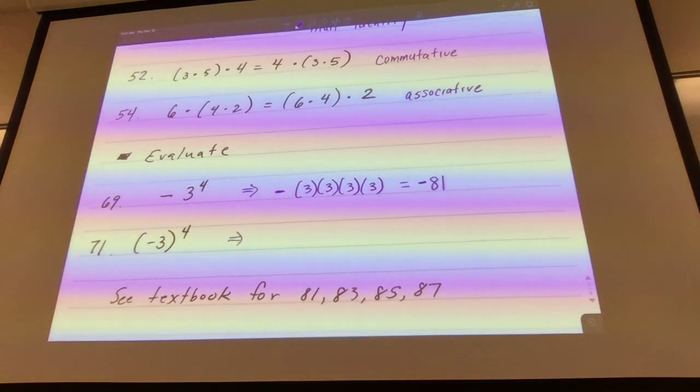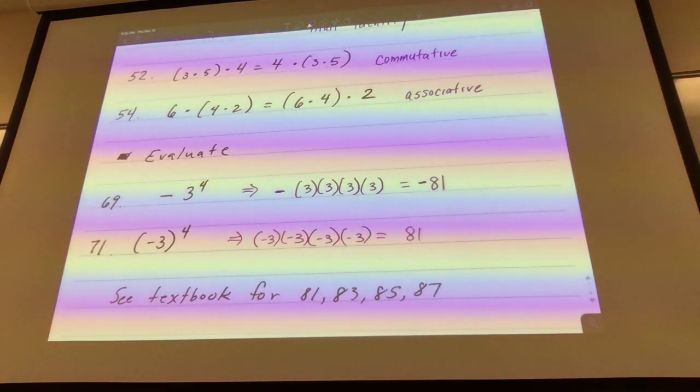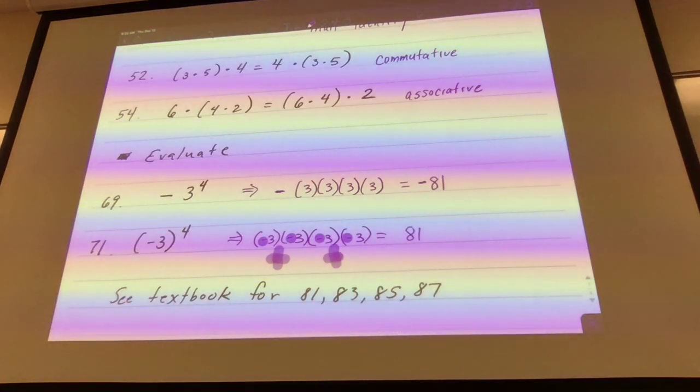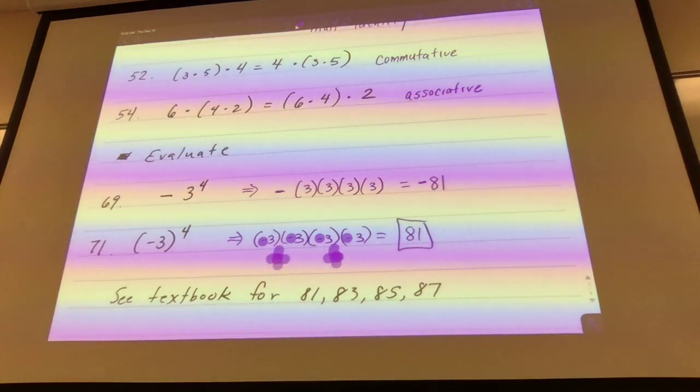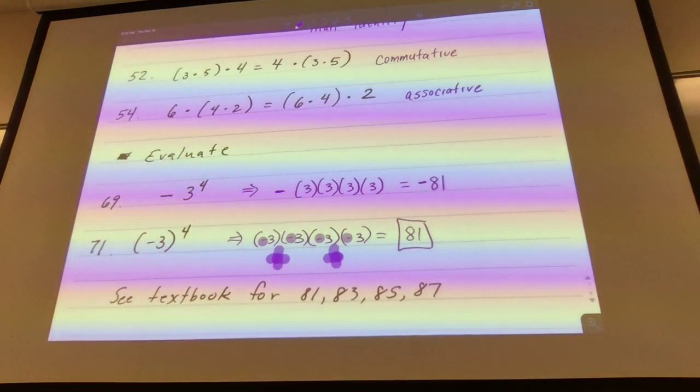Where this means -3 times -3 times -3 times -3 is 81. What's a negative times a negative? Positive. Then what's a positive times a positive? Positive. The other thing you need to know is if the exponent is an even power, you're going to have a positive value. If you have a negative number raised to an odd power, you would get a negative value.